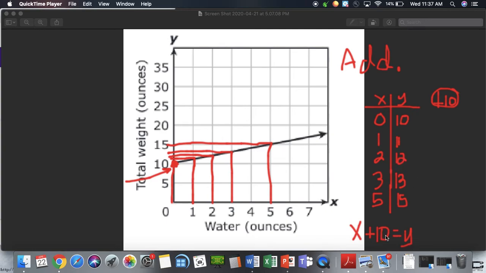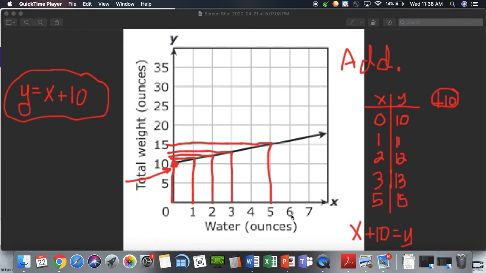But again, in algebra, we do not write it like this. You always start with your y. So I'm going to write over here y equals, then you start with your x, and then I'm adding 10. So that's my equation to show the relationship between the water in ounces and the total weight in ounces.